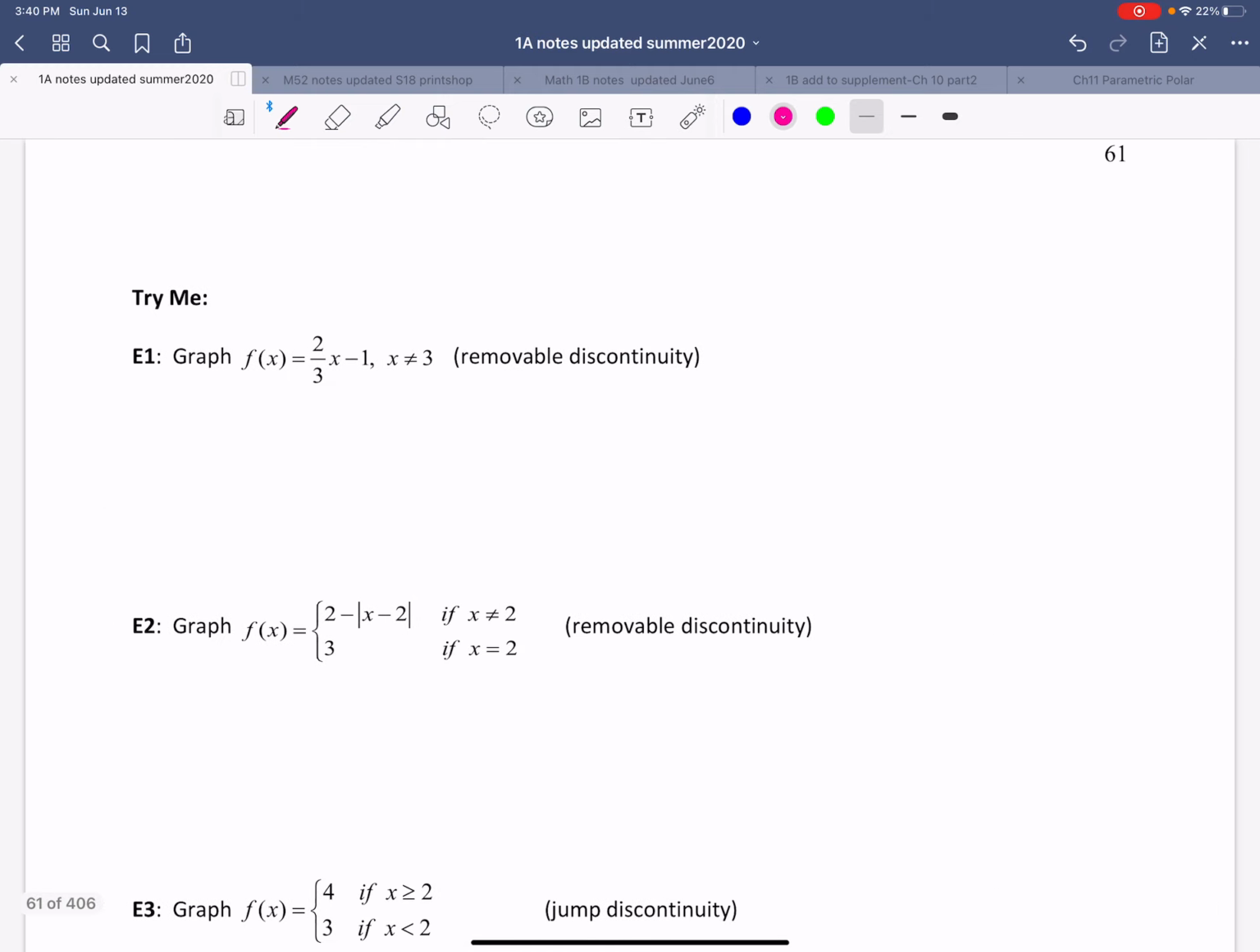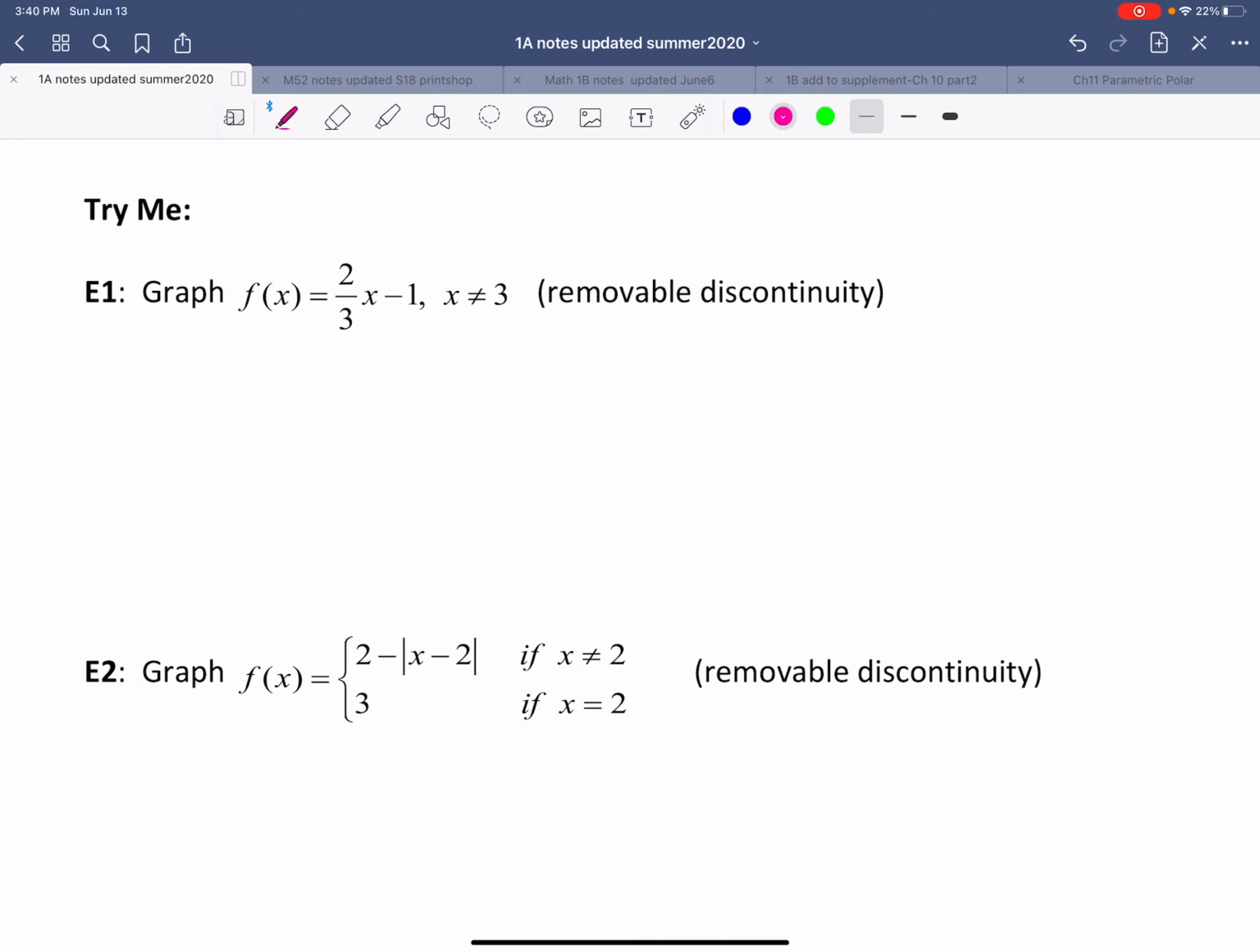Let's look at some graphs here. So go ahead and stop, pause for a minute, try these problems, come back and check with me.